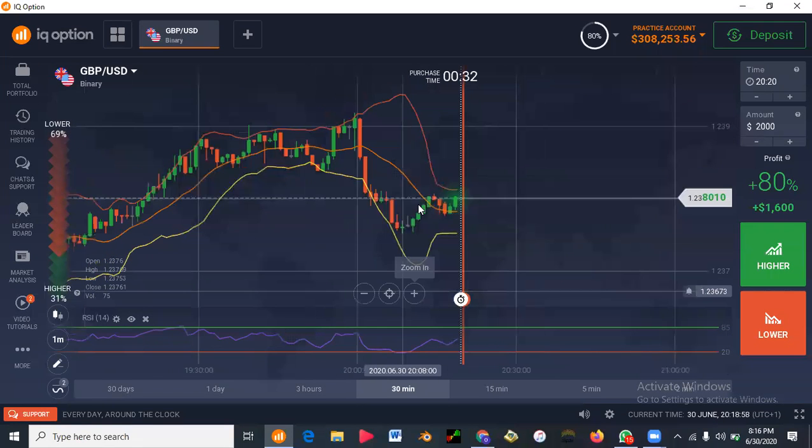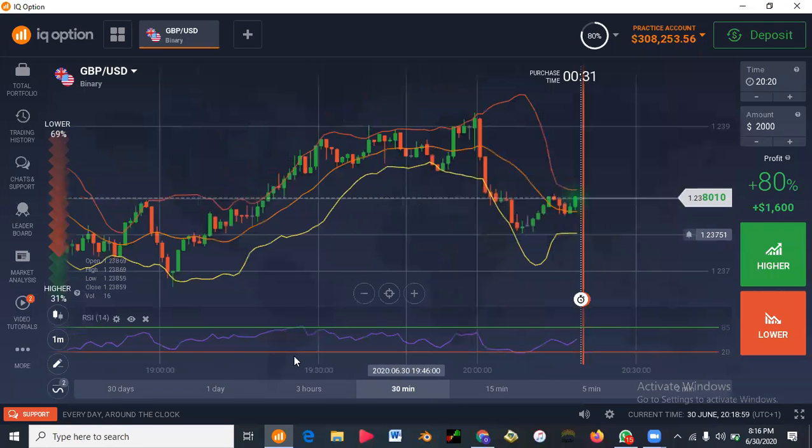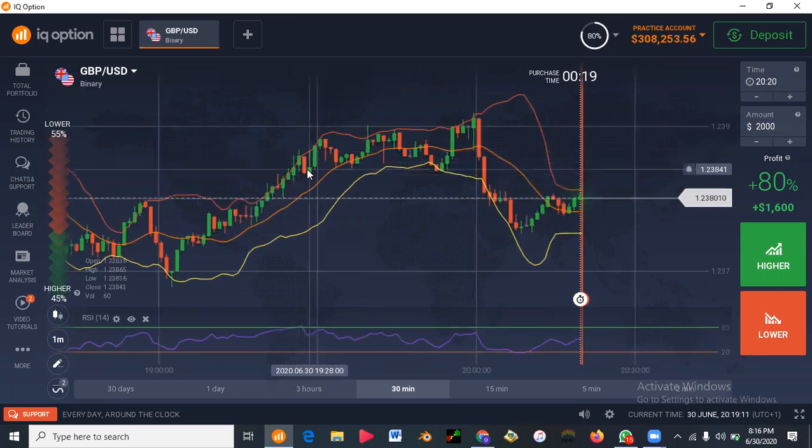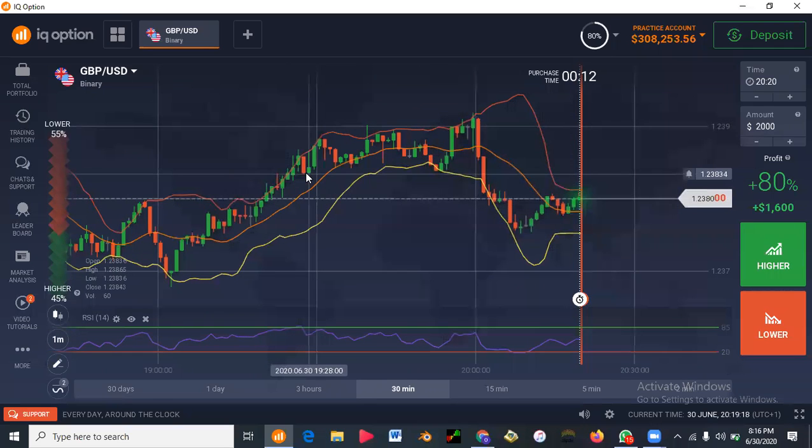Let me check for an example. So we have this place here. It breaks the Bollinger Band. Okay, then oh no. This will be in the money or out of the money depending on your patience and your timing.